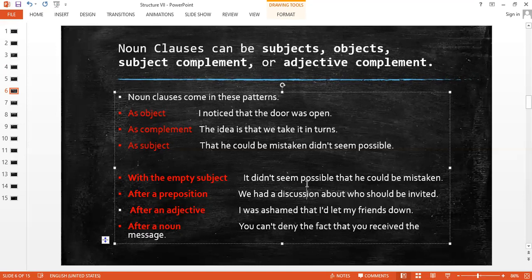Okay. So from this kind of example and also the characteristic of noun clauses, we can understand where actually the noun clause takes place, or where is the position or the place of a noun clause when it is in a sentence.